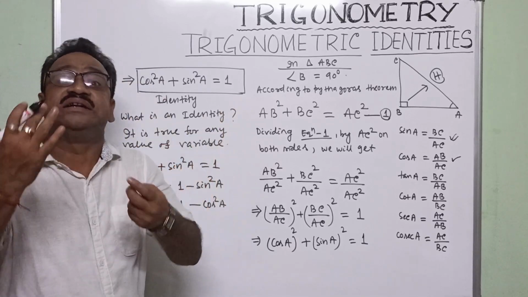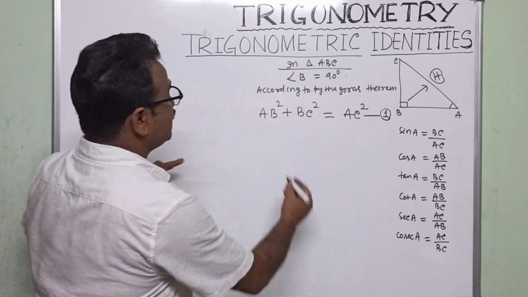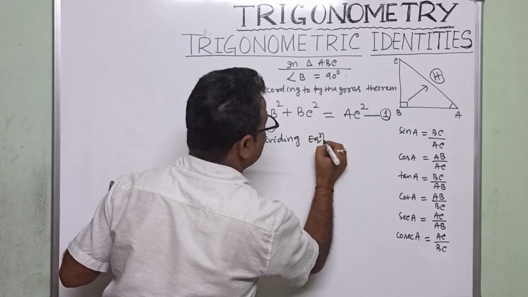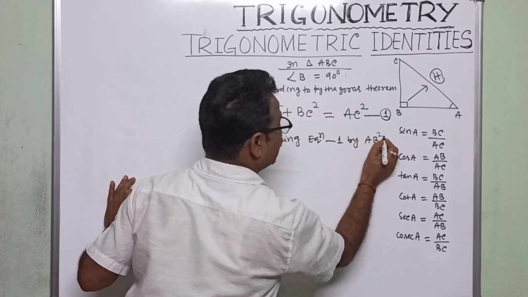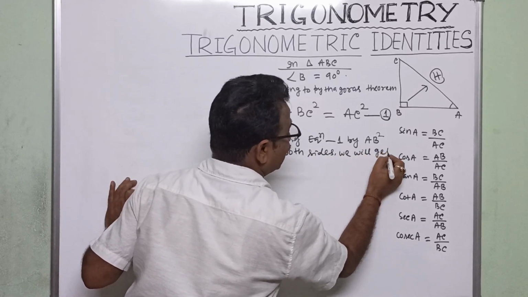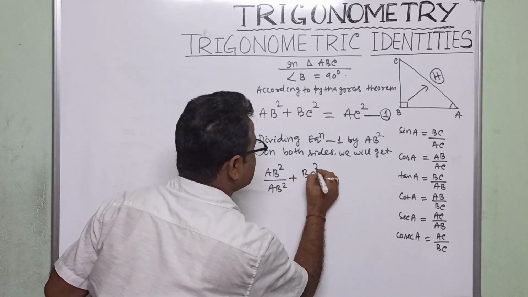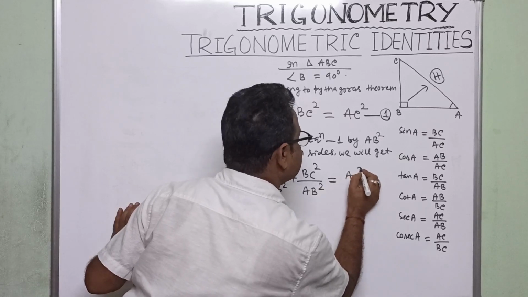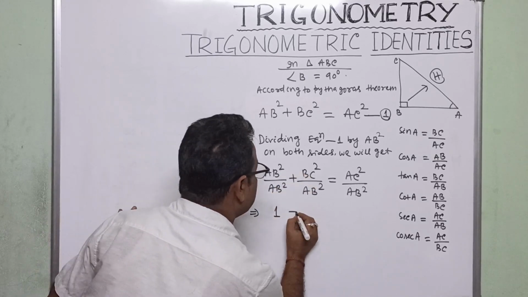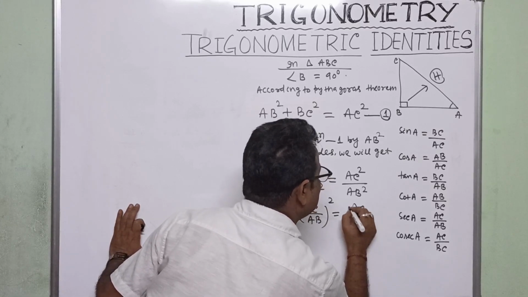Now what are the other identities? Let us discuss them. From equation 1, dividing by AB square on both sides, what do we get? AB square by AB square plus BC square by AB square is equal to AC square by AB square. That implies 1 plus (BC by AB) whole square is equal to (AC by AB) whole square.